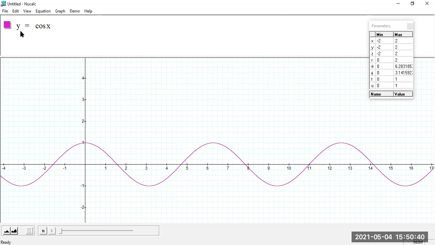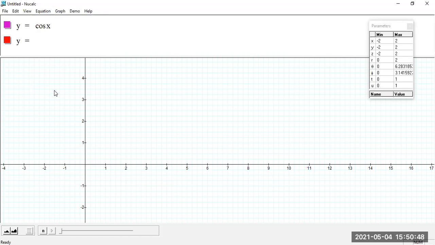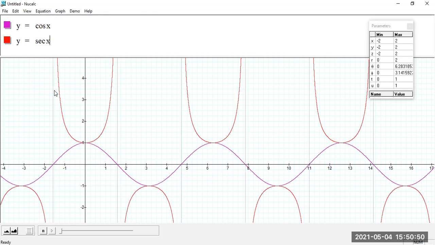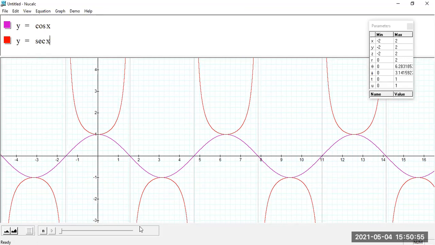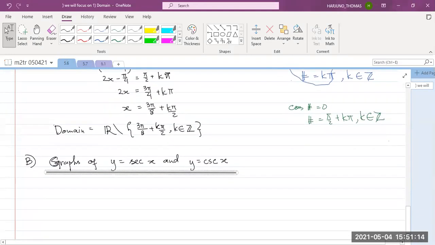Now the reciprocal, therefore, becomes something that looks like this. So y equals secant x. Now I want you to see the pattern: when you have a bump on the top for cosine, let's go back to the notes where I will post my screenshot.